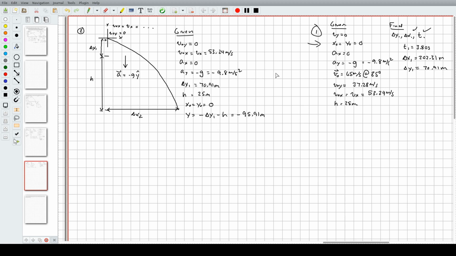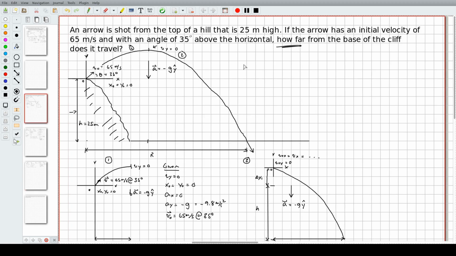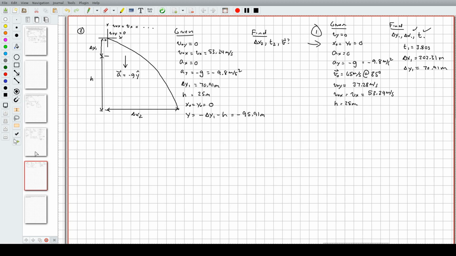Now, what are we trying to find? Well, to solve this problem, we really only need to find delta x2. But to do that, we're going to need to find the time as well. Now, we probably don't need to find the velocity. We'll see. We may need to. I'm going to put here final velocity, question mark, because again, the goal of this problem is to only find how far away from the base of this hill, or the cliff, this thing went. So many cliff problems. But that's okay.